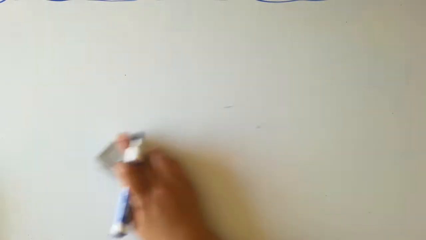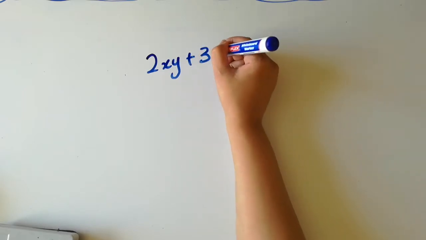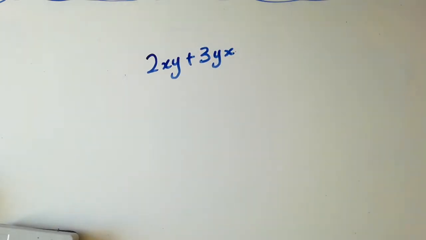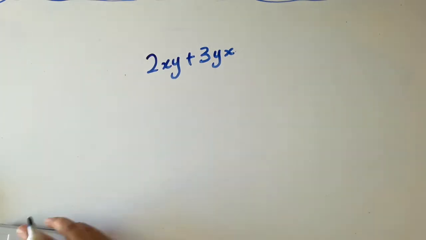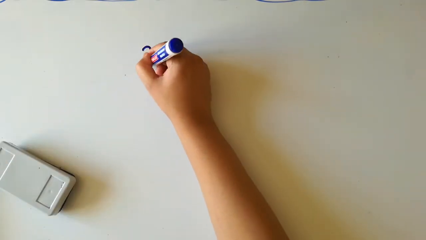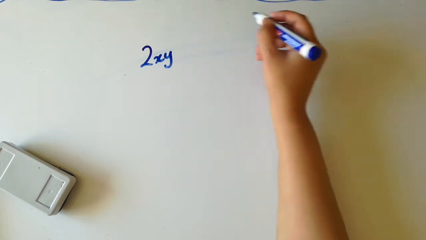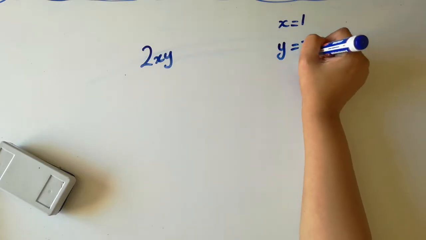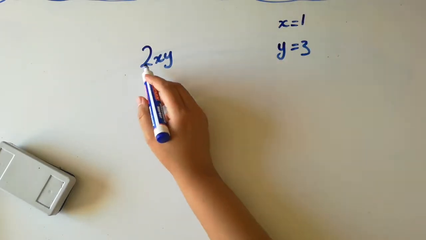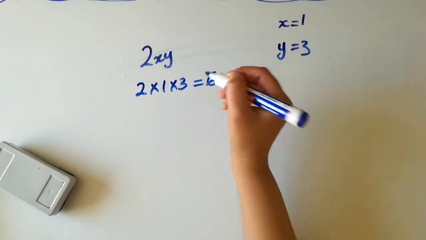Now let's look at something a little bit more complicated. Let's say I had 2xy plus 3yx. Are these like terms? Yes, they are. Let me explain. See this 2xy here. Now let's imagine that this x is equal to 1 and this y is equal to 3. So that would be 2 times 1 times 3, which will give me 6.